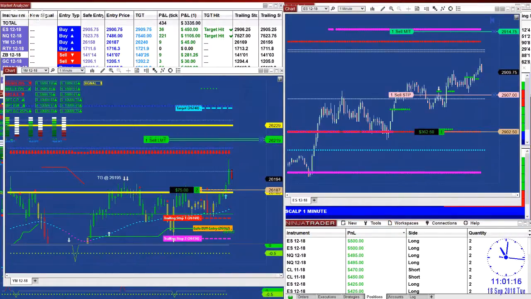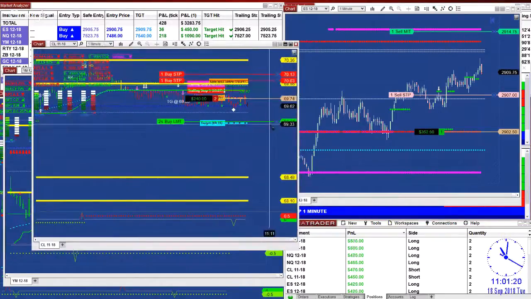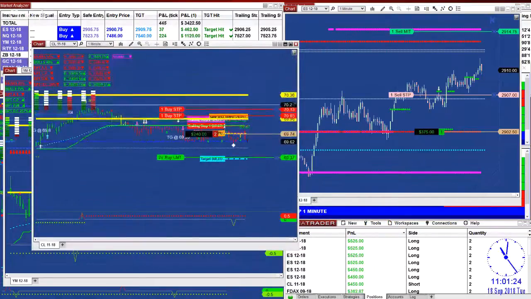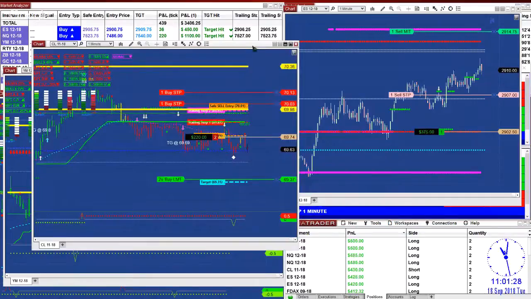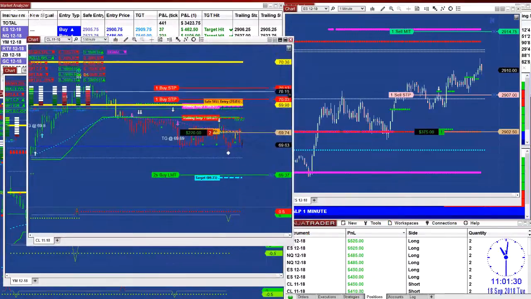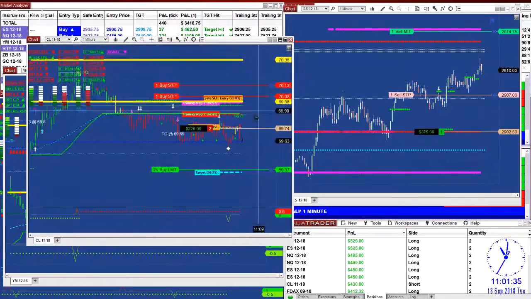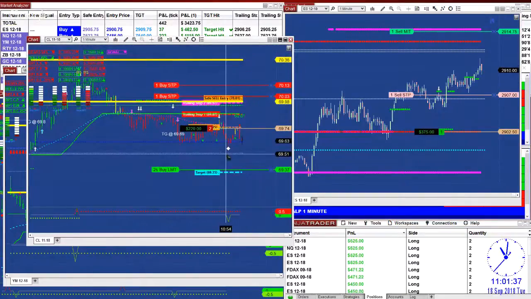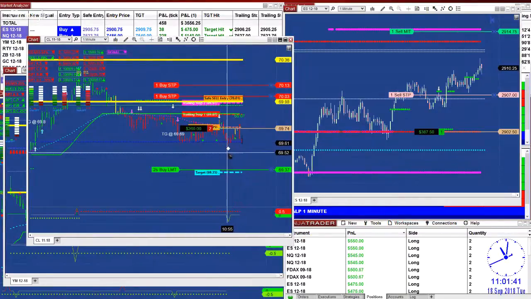What's happened to the CL? Let me see the CL. Okay, the CL, we are going straight down on the CL. The target is 69.37. Watch out for that turbulence. We are about to break this one. There is one left. It's 69.52.